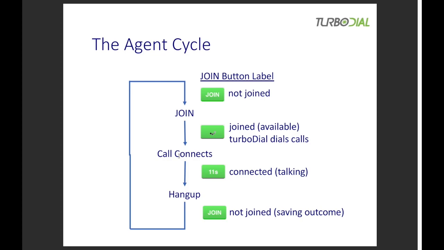When a call connects, that agent will start talking, they'll be connected, and their join button will now show a label which is a counting timer showing the number of seconds for the duration of the call so far. At the end of their call, they'll click the hang up button, and now that join button goes back to simply a join label because they are no longer joined. They're doing their follow-up work, such as saving the call outcome, and when they are done with that, they can go right back to the beginning, click the join button, and go through the cycle again. So that's the cycle that an agent goes through.